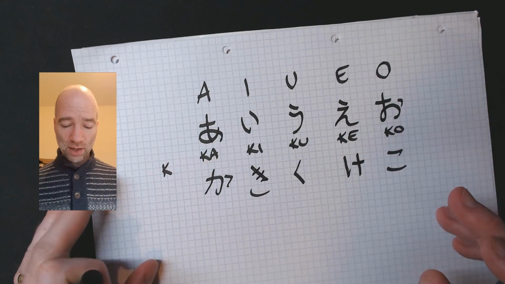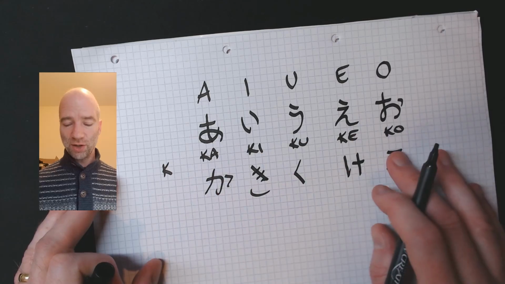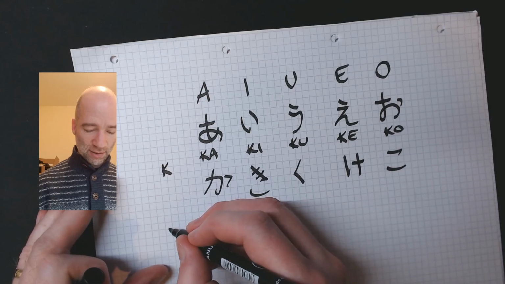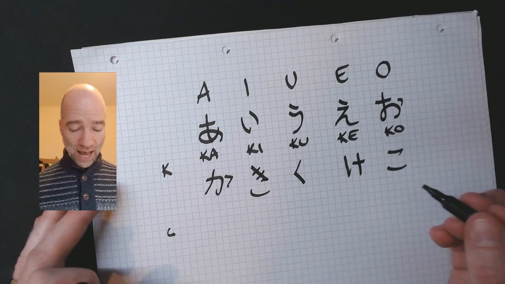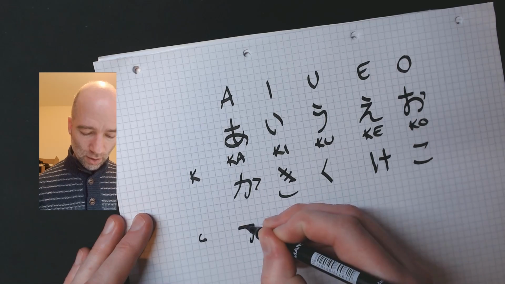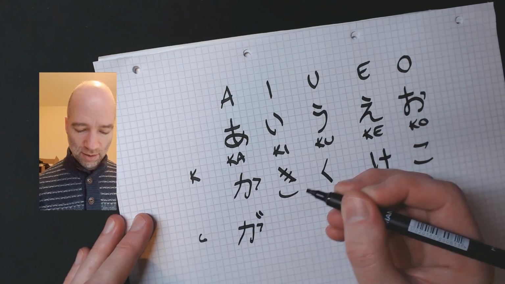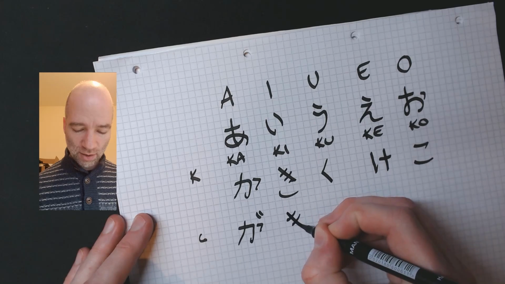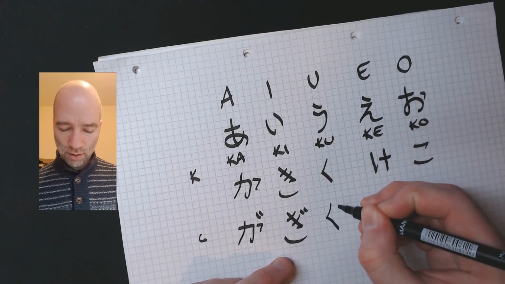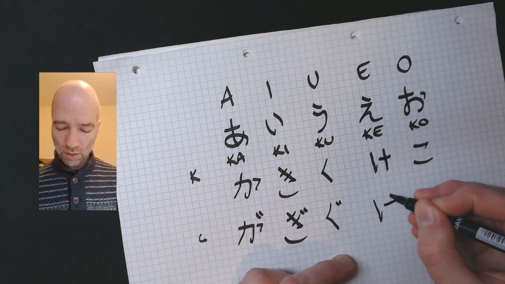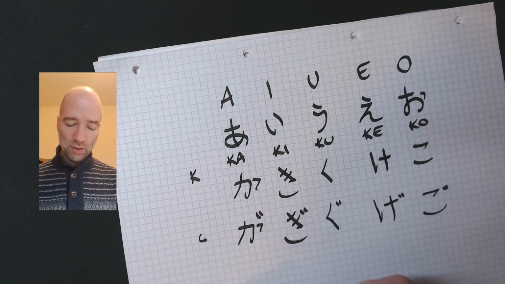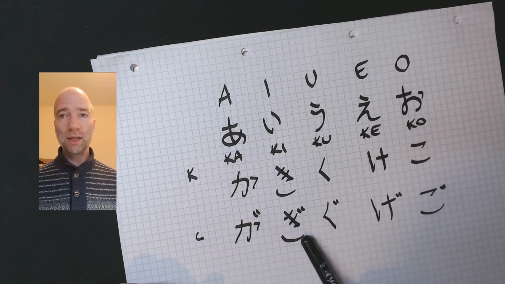Now, I did say last time that in addition to the basic set of many of these, you also had a voiced set, a G line. And that is done just by adding what looks a bit like quotation marks. So I'll just do those as well. Just add a little quotation mark lookalike there. So that's ga, gi, gu, ge, and go. So ka, ki, ku, ke, ko, ga, gi, gu, ge, go.